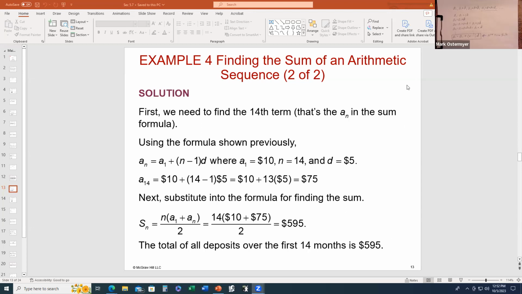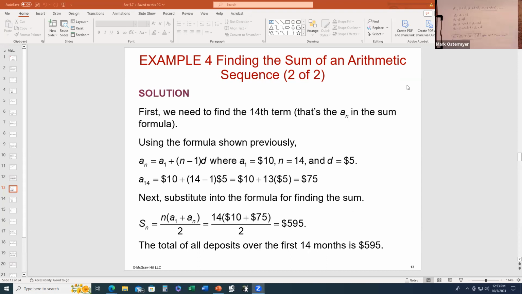Now, I have a question for you. That $75, does that represent the amount of money we have in our account after 14 months? Or does that represent the amount we're going to sock away during the 14th month? What do you think? I think that's the amount we're gonna sock away in the 14th month. That's right. That's the amount of money we're going to put into our account the 14th month, the $75. That doesn't mean we have $75 in our account. That just indicates the amount of money we're gonna put into our account or save for the 14th month.